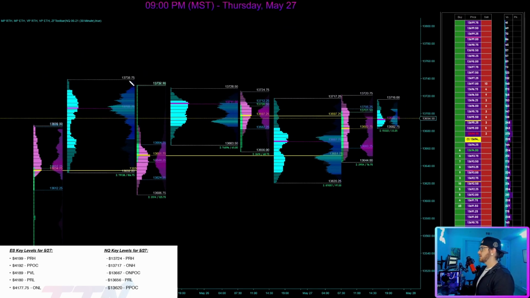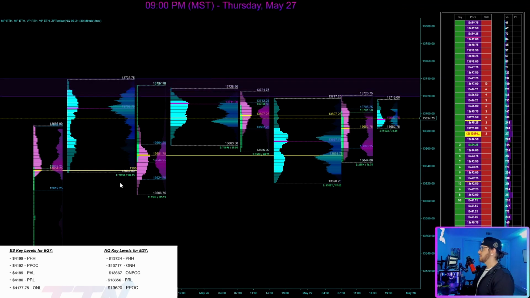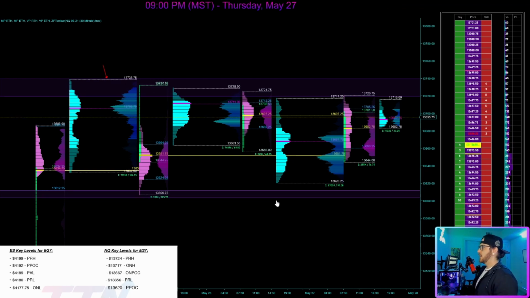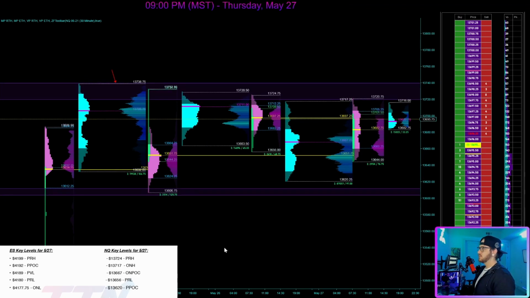Just as a side note, you can see the same thing: NQ is indeed operating within a pretty clear range. Call it 13.6 up to 13.740, 13.738 to be precise. This is the overnight high from the May 24th into May 25th overnight session. And aside from that, we will get into the key levels.